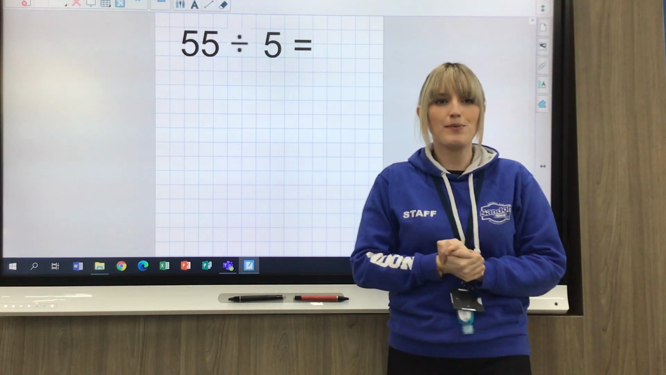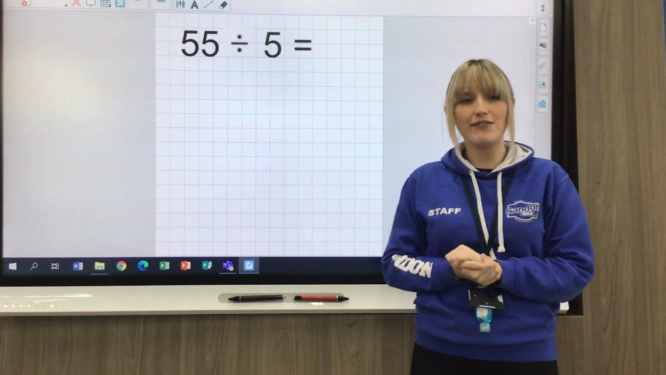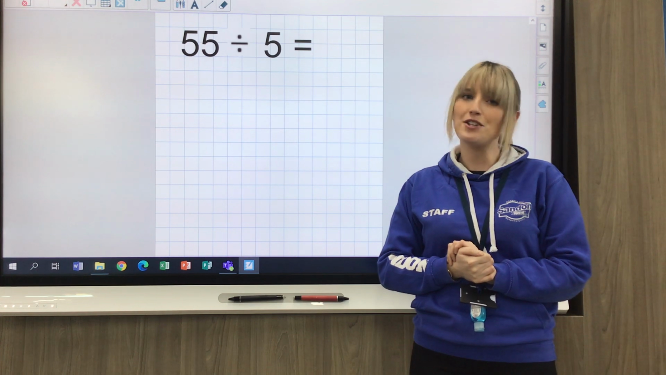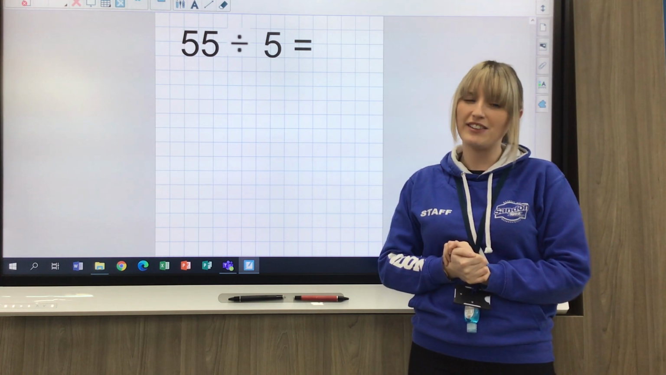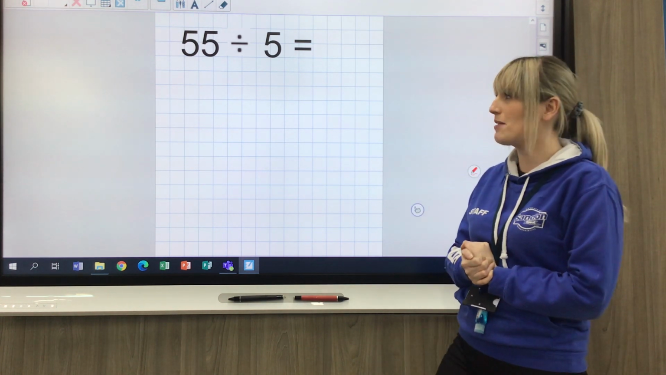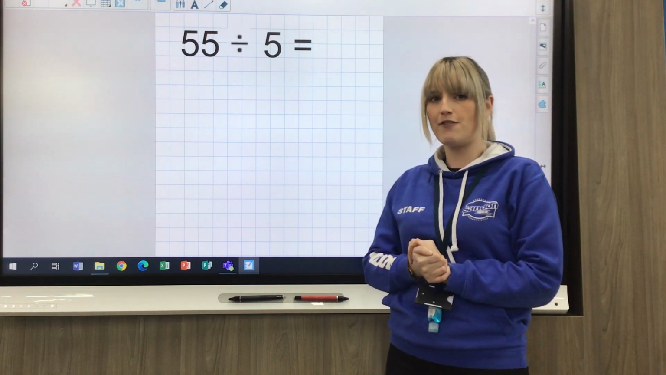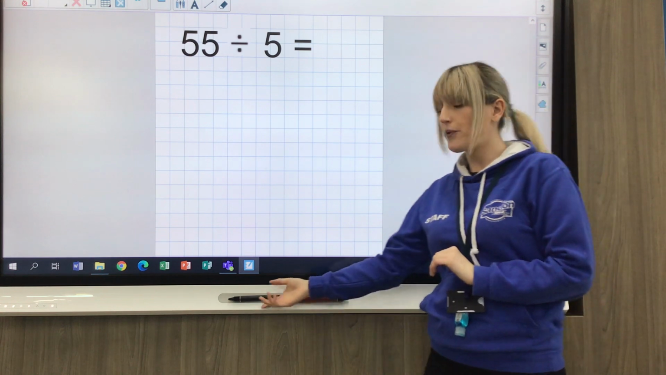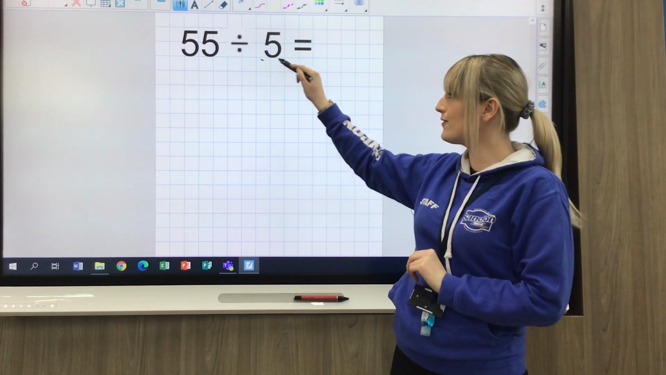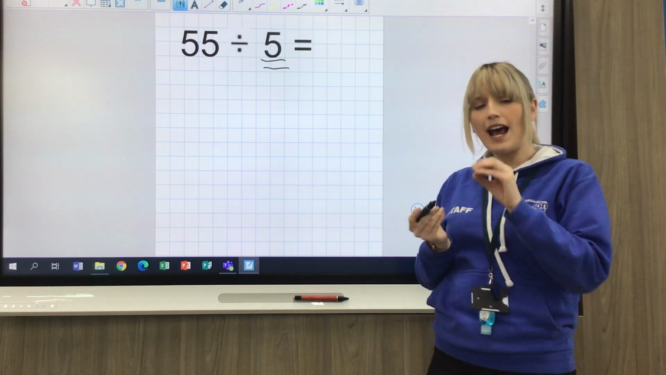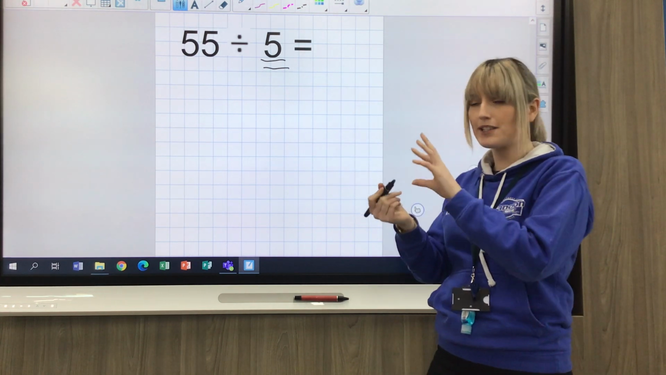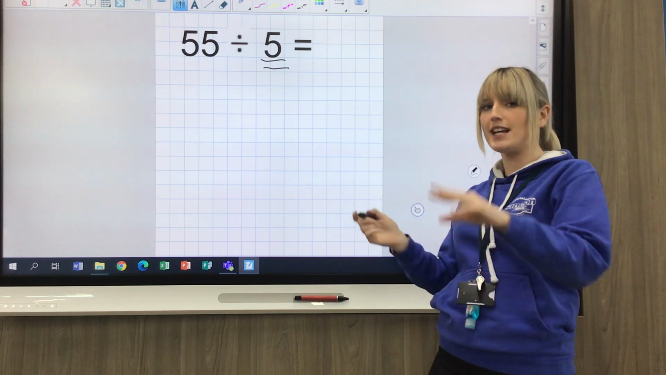Okay, the next one, we've got 55 divided by 5. Now don't worry, I'm not going to draw this one. I think that our video would take a long time if I drew this one. So I've got 55 divided by 5. So I am counting in 5s and I am seeing how many groups of 5. Oh, there's that keyword groups again. So how many groups of 5 fit into 55?